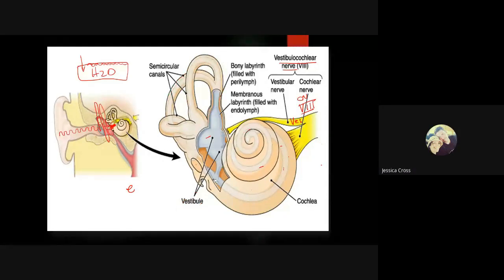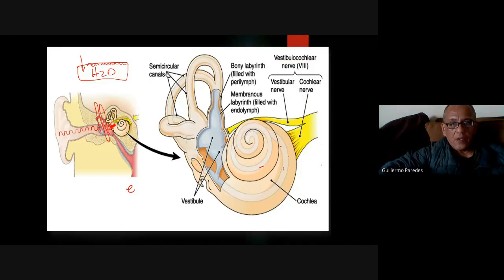Yes. Okay. Now, here we have the other place that the sound wave vibrations are going to go to, the semicircular canals. Again, how many semicircular canals do we have? Three: 1, 2, and 3. Everything is 3, right? Ears, everything is 3.